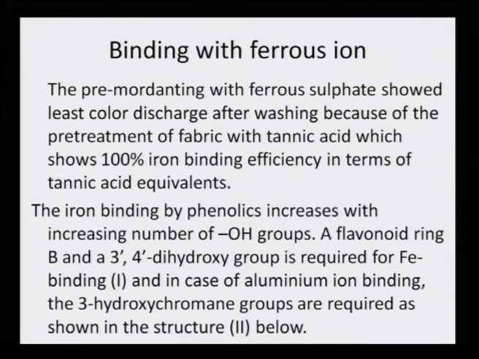The pre-mordanting with ferrous sulphate showed least color discharge after washing because of the pre-treatment of the fabric with tannic acid, which shows 100% iron binding efficiency in terms of tannic acid equivalence. The iron binding by phenolics increases with increasing number of OH. In a flavonoid ring B, a 3' 4' dihydroxy group is required for iron binding, and in the case of aluminum binding, the 3 hydroxy chromane group are required as shown in the next structure.